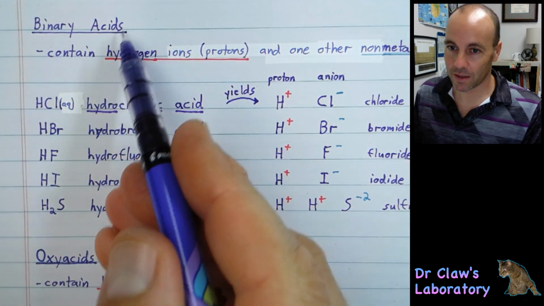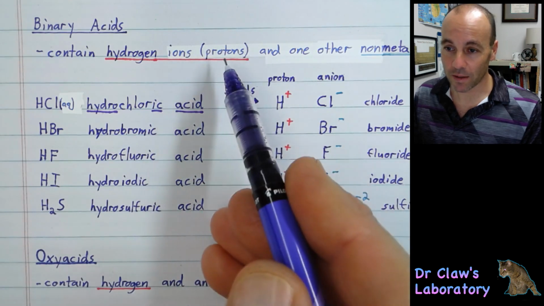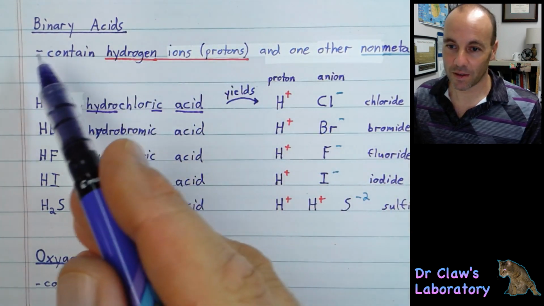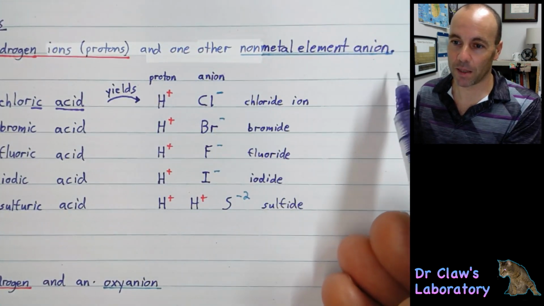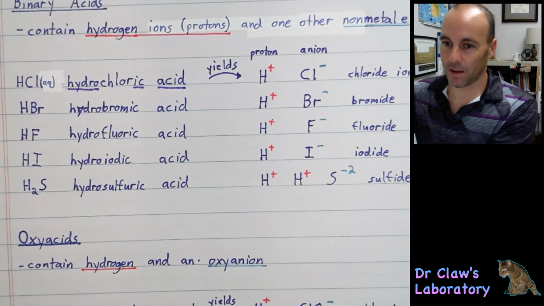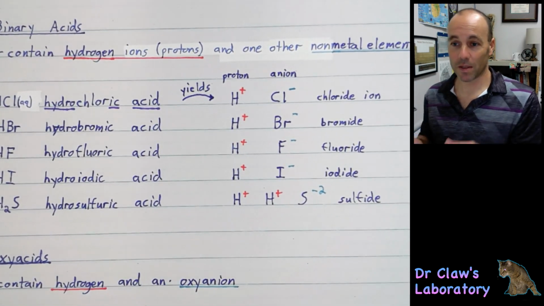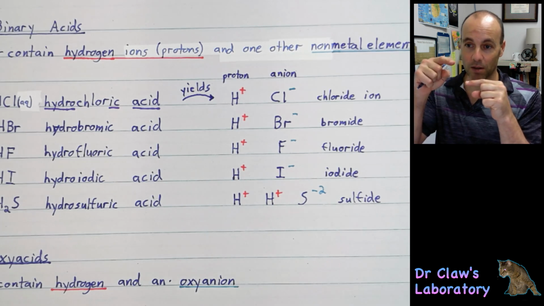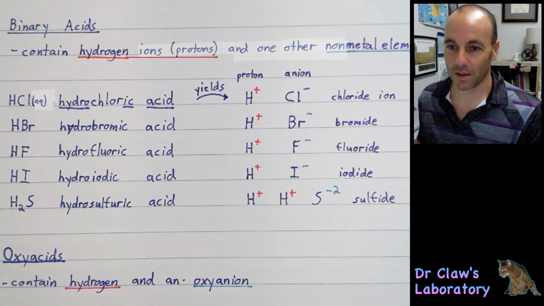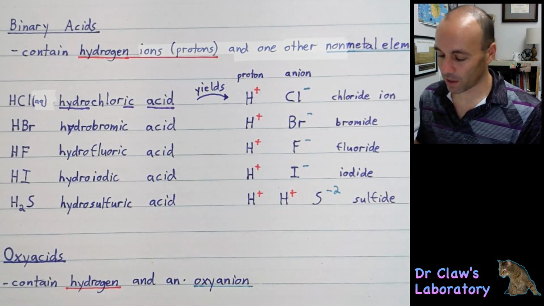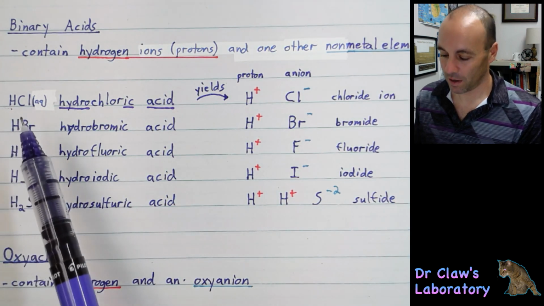Binary acids contain hydrogen ions, which we call protons, right? So hydrogen ions and one other non-metal element, the anion. Why do you call the hydrogen ions protons? Well, because hydrogen is a proton and an electron, and when you lose the electron, that's simply a proton that's left. So we're just talking about two elements here, the hydrogen and the nonmetal.